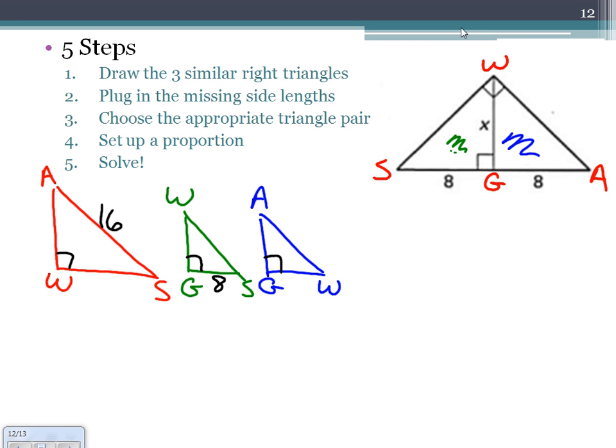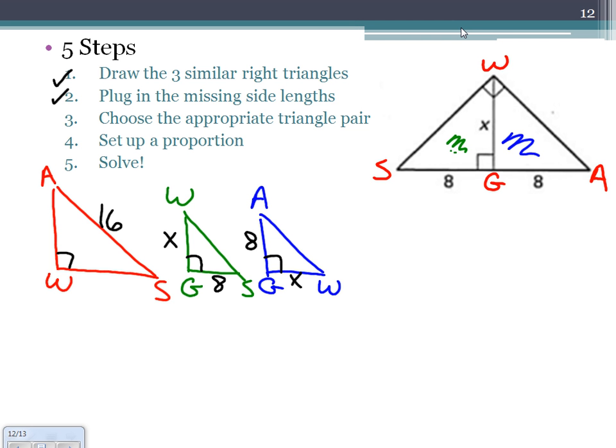It goes where? Blue. And where else do you see it? GW. GW. What color? Oh, green. GW is X. Where else do you see it? Blue. X. Now hopefully this one's a lot easier. We plugged in the missing side lengths. And we need to choose the appropriate triangle. Which triangle are you going to choose here? Which two?